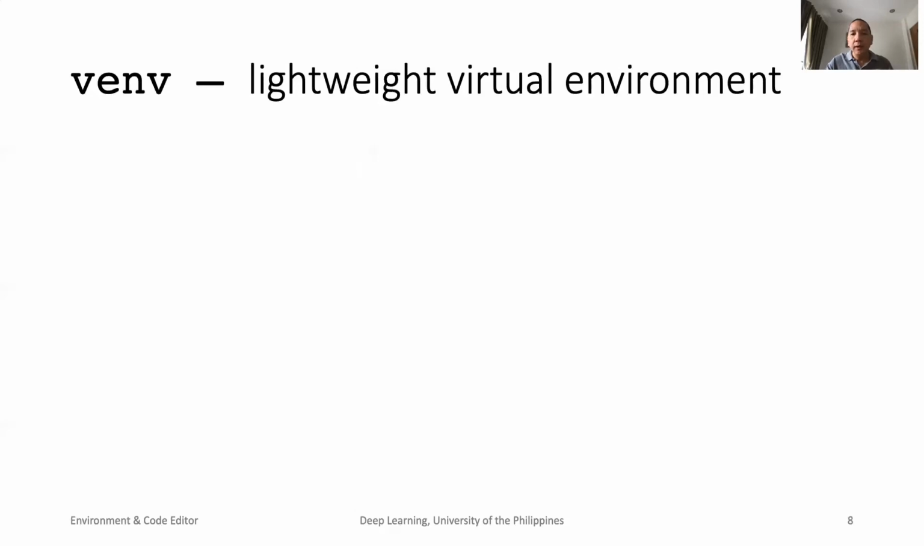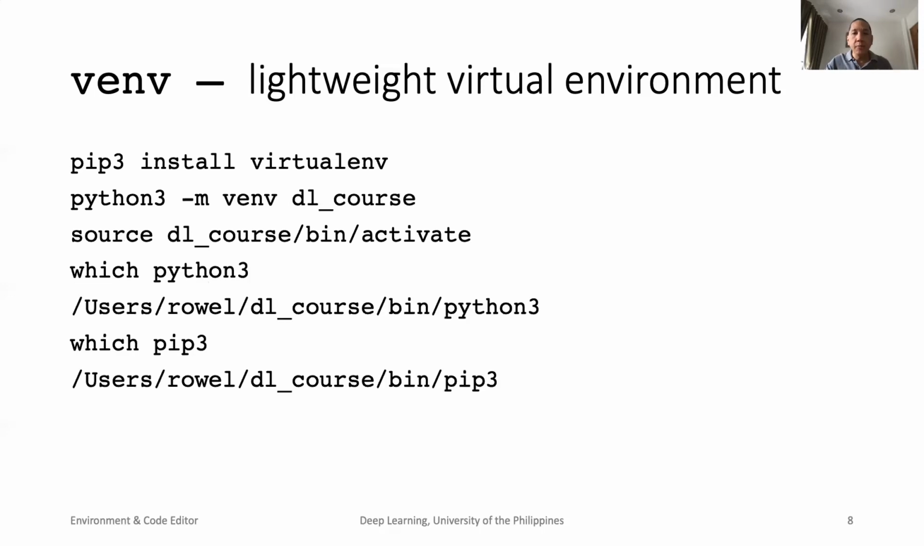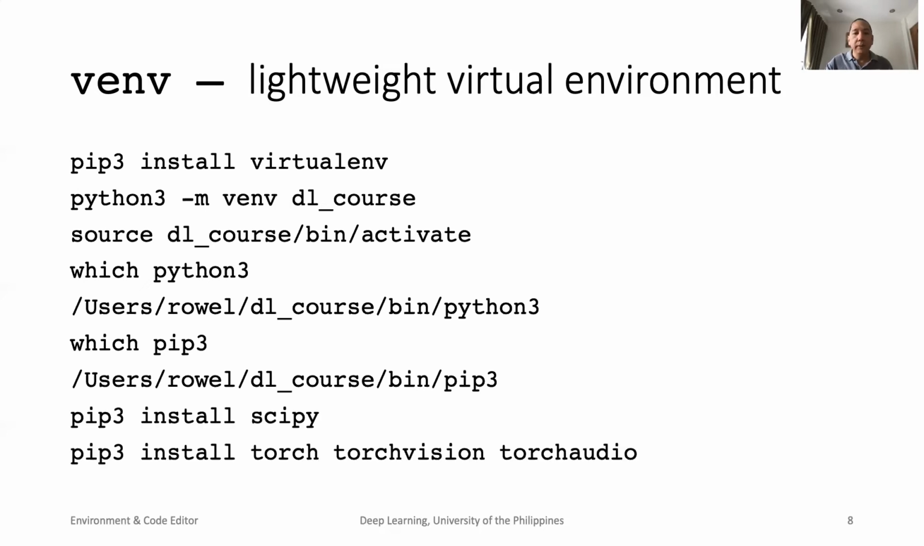In contrast, virtual environment is lightweight, but you have to install all the packages that you need one by one. Okay, let's see. First, install VM. Then create an environment. In this case, we name it DL course. Then activate the environment. Then test whether the new environment is using VM, Python 3, and pip. Once verified, install the data science packages via pip. You may need to install additional packages in the future.